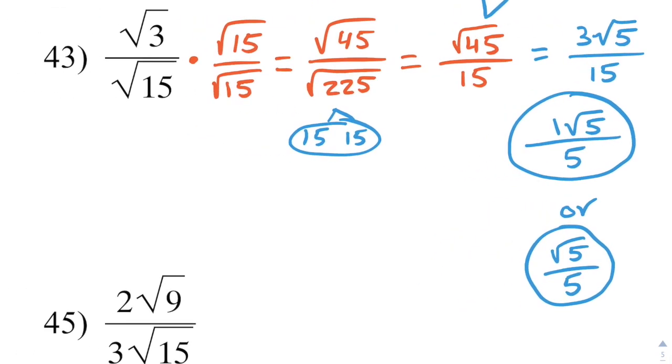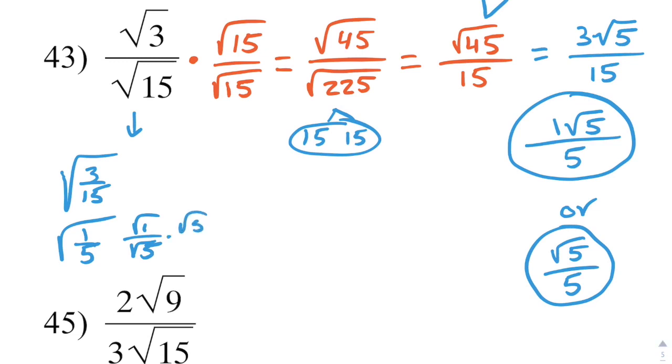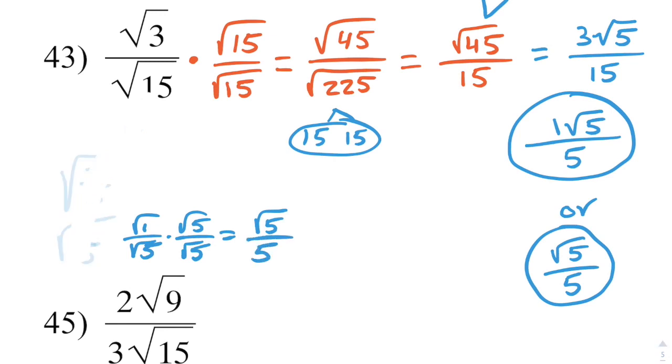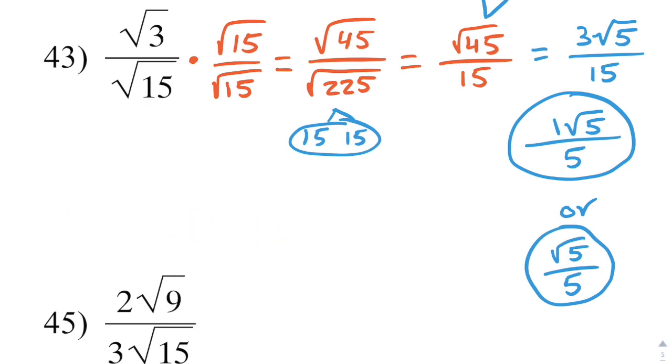Notice I could have got that if I just rationalized this. If I simplified 3 over 15, I quickly get 1/5, which means it's the square root of 1 over the square root of 5. And then I rationalize, and I'm exactly where I was before. So that will get you there, but I would have just rationalized that one.